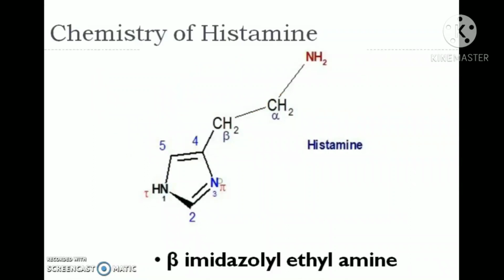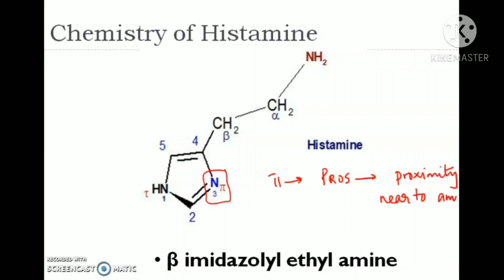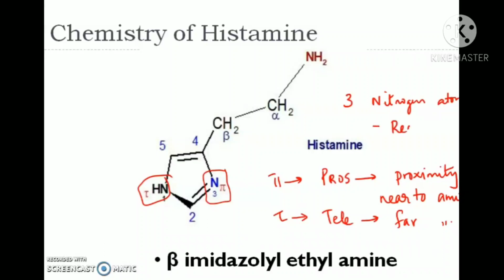A point regarding the structural features of histamine: the 2 nitrogen atoms present in the imidazole ring. One is named as pros. Pros means proximity to the amino group, that is, it is near to the amino group. And the second nitrogen atom of the imidazole is named as tele because it is far away from the primary amino group. And these 2 nitrogen atoms of the imidazole ring and the primary amino group, that is 3 nitrogen atoms, are important for interaction with the receptors of histamine.